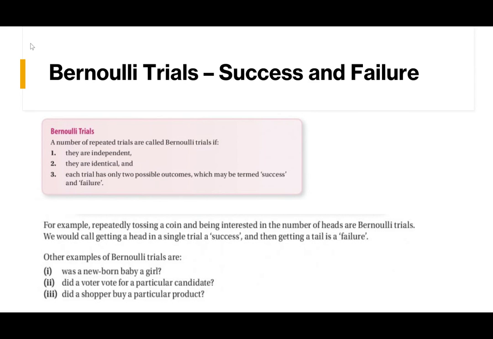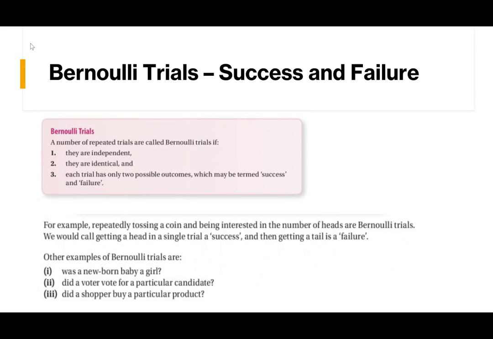For example, repeatedly tossing a coin and being interested in the number of heads is a Bernoulli trial, because every single time you toss that coin, the tosses are independent. One result doesn't affect the other result. We would call getting a head in a single trial a success, and then the tail is the failure.